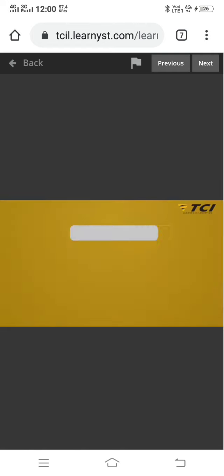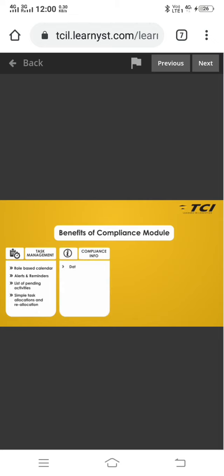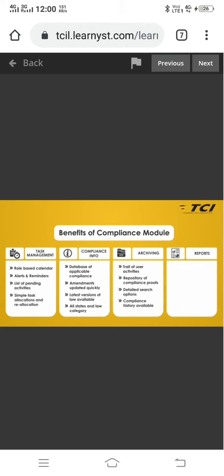These are the benefits of the compliance module: task management, role-based calendar, alerts and reminders, list of pending activities, simple task allocations and reallocation, compliance information, database of applicable compliance, amendments updated quickly, latest versions of law available, all states and law categories, archiving, trail of user activities, repository of compliance proofs, detailed search options, compliance history available, reports, real-time status, risk analysis report, detailed analysis, instant and multiple formats, management report.